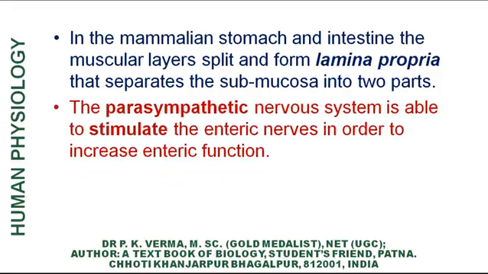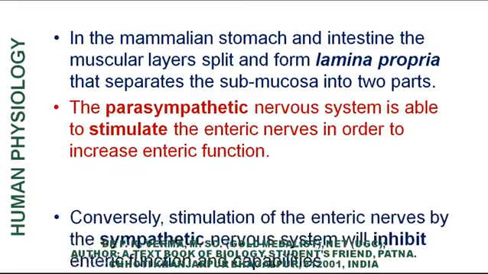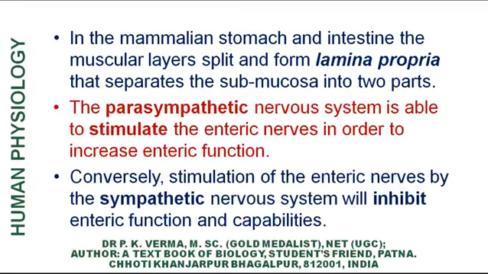The parasympathetic nervous system is able to stimulate the enteric nerves in order to increase enteric functions. Conversely, stimulation of the enteric nerves by the sympathetic nervous system will inhibit enteric function and capabilities, mainly peristalsis and movement of food backward.